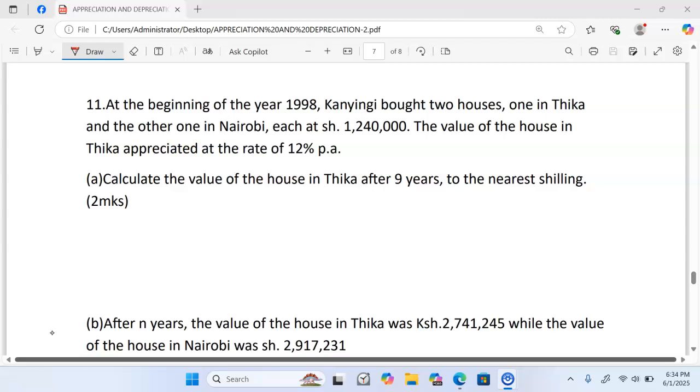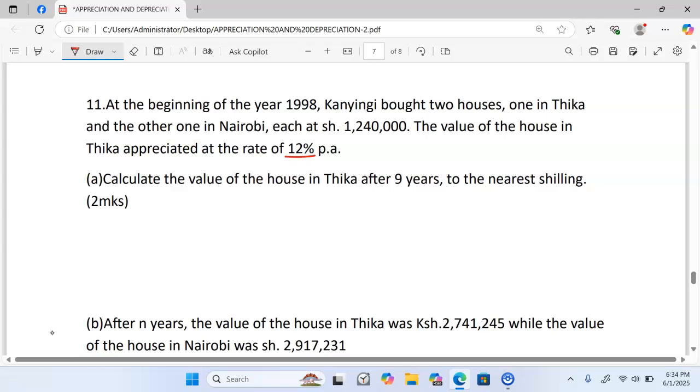We are looking at a question that was done in KCSE under appreciation and depreciation. The question reads: at the beginning of the year 1998, Kanyingi bought two houses, one in Thika and the other one in Nairobi, each at 1,240,000. The value of the house in Thika appreciated at the rate of 12% per annum. Calculate the value of the house in Thika after 9 years to the nearest shilling.